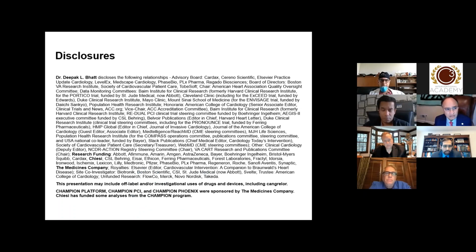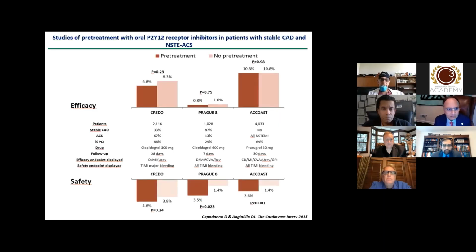Before I get started, relevant disclosures include research funding from Chiesi and the Medicines Company, who've been involved with funding analyses from the Champion program. That funding's gone to Brigham and Women's Hospital for my role as the co-chair of the various Champion trials, along with Bob Harrington. So let's start a little bit with this concept of oral antiplatelet therapy.